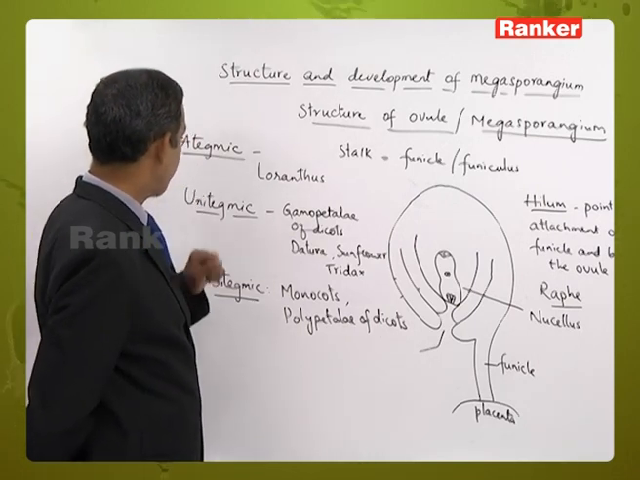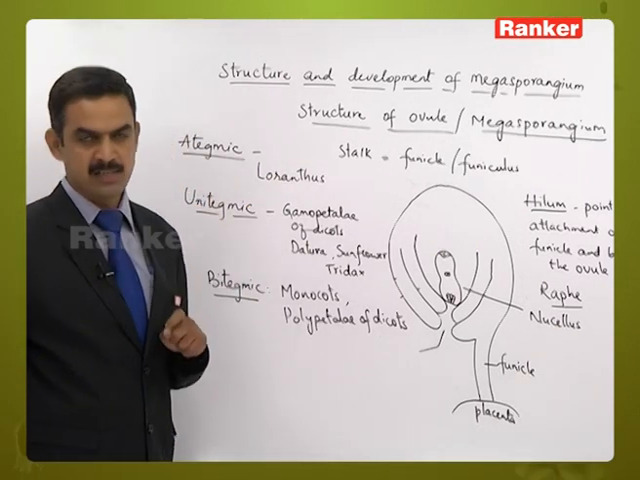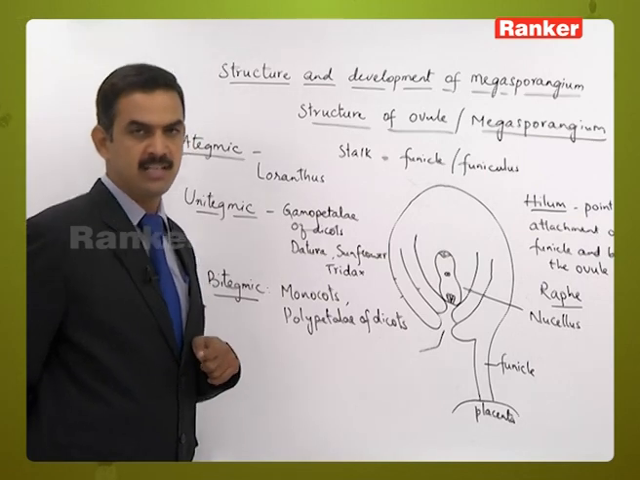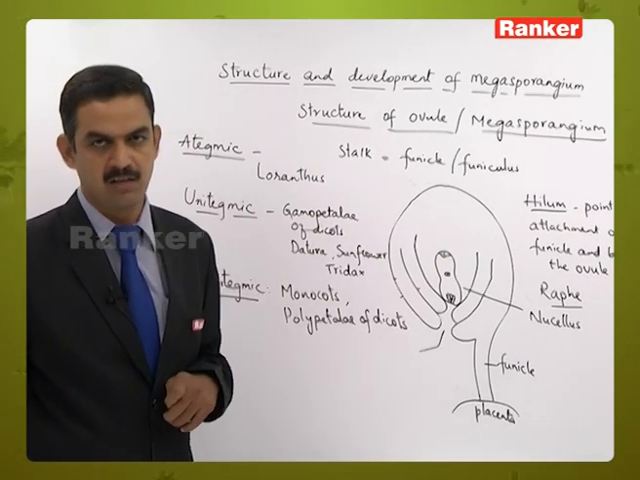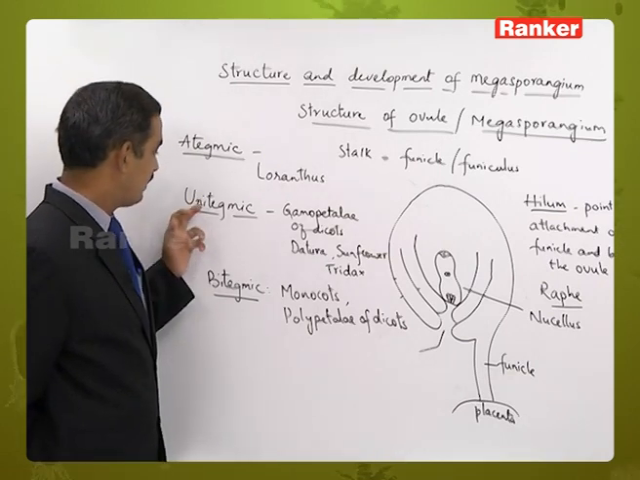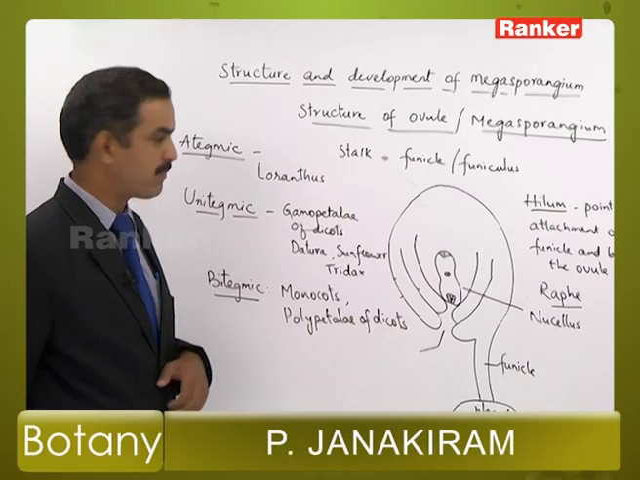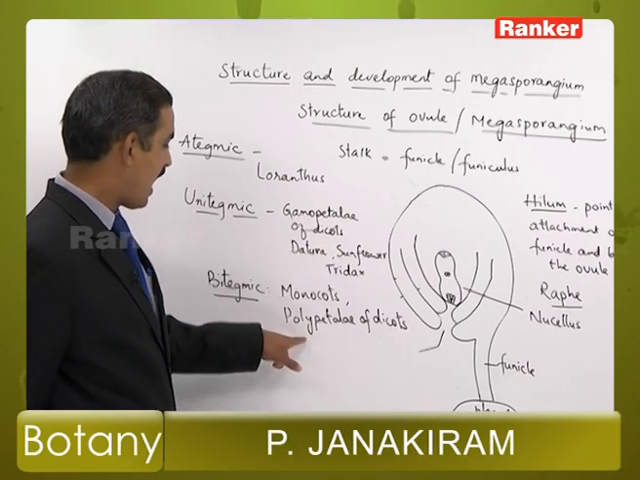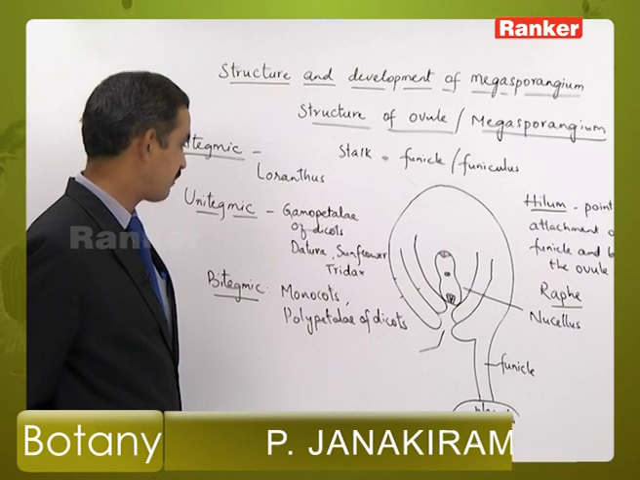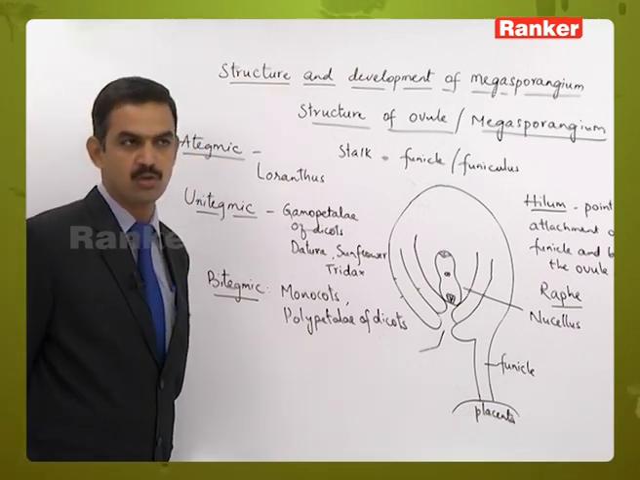One more aspect related to ategmic: as we said, Loranthus is present. This type of character can be seen in parasitic plants like Loranthus, and some other examples we can consider here. The most common type is the unitegmic condition, where a single integument is present in most of the dicots, and of course we can also see the bitegmic in all the monocots and the polypetalae of the dicotyledonous group of plants.